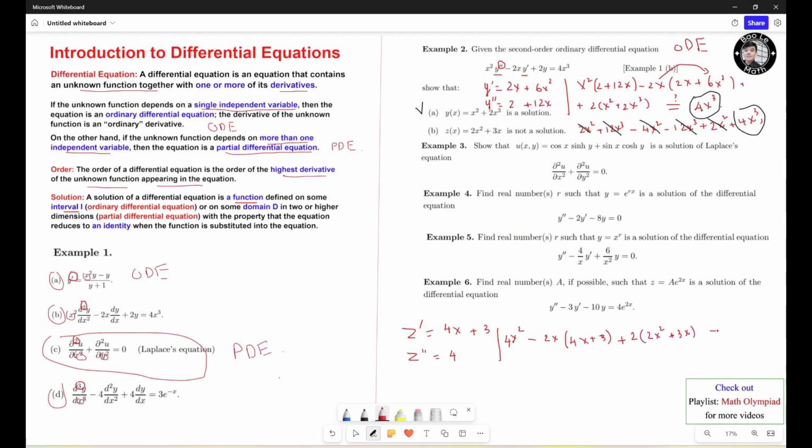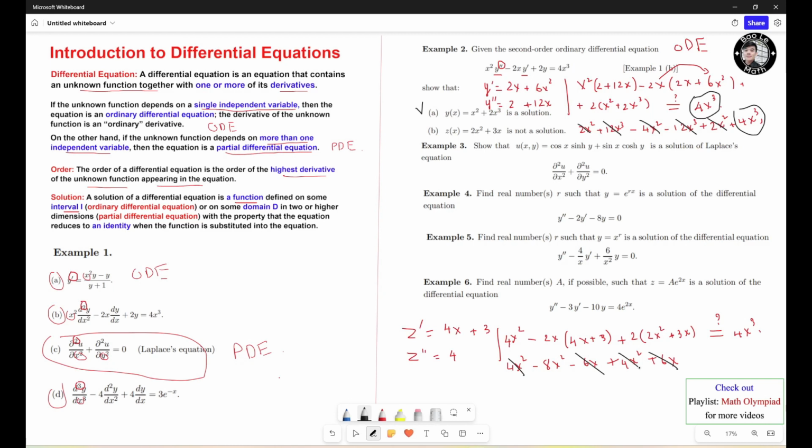Now we need to check whether this is equal to 4s cubed. So we have 4s squared right here, minus 2s times 4s, which is negative 8s squared. Negative 2s times 3 is going to be negative 6s. 2 times 2s squared is plus 4s squared. 2 times 3s is plus 6s. Now we need to simplify. Negative 6s and positive 6s cancel.